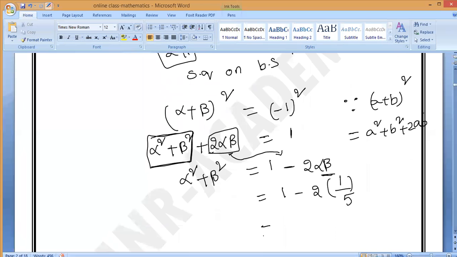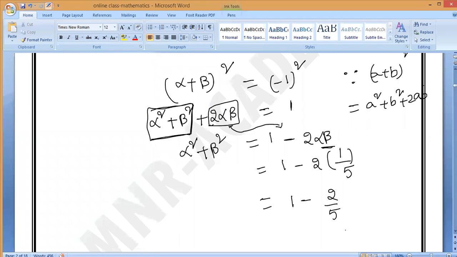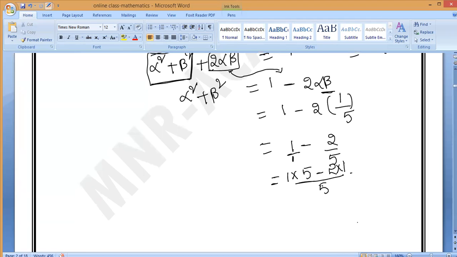Which is equal to 1 minus 2 by 5. LCM is 5. So 5 by 5 is 1, and 1 into 5 is 5. 2 into minus 5 gives 2 by 5. So this becomes 3 by 5.